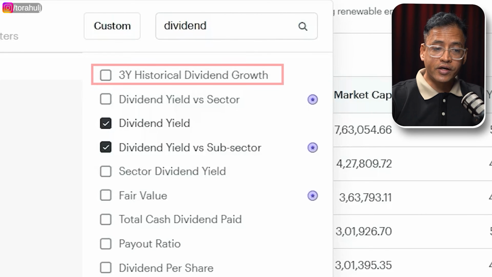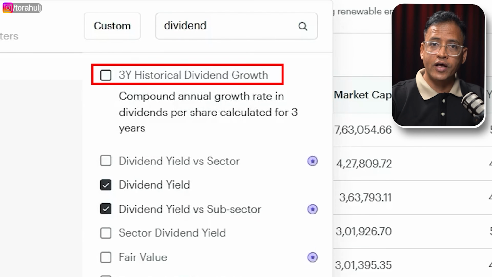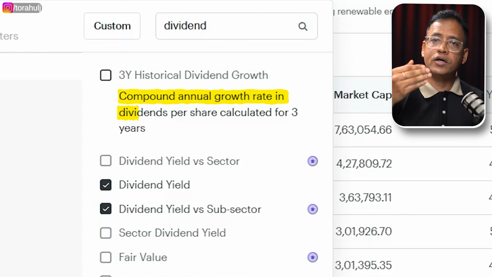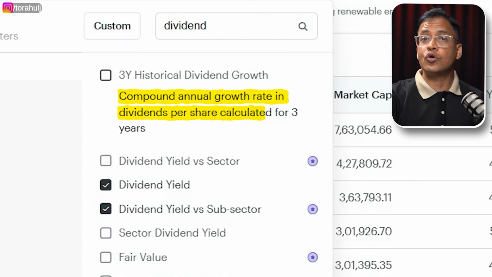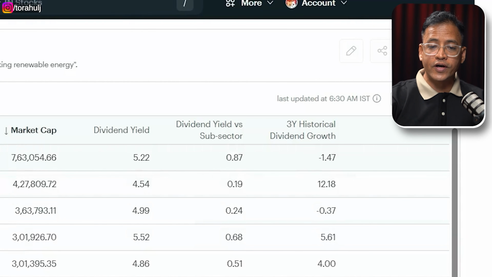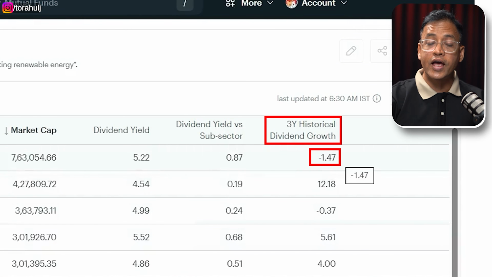So for this, we are going to add another filter. It is called 3-year historical dividend growth rate, meaning at what CAGR basis in the last 3 years, the company's dividend payout has gone up by. Okay, so I'm just going to click on that. And here you see, for example, the first company where the 3-year historical dividend growth rate has come down. In fact, it is in negative. I don't want that company. I want to filter out that company.